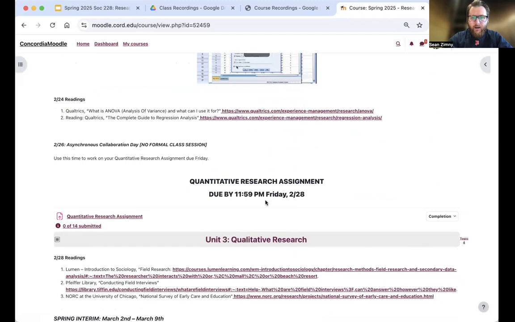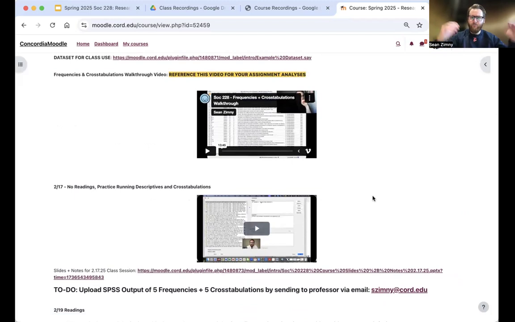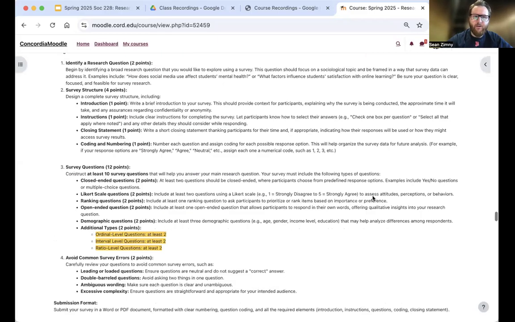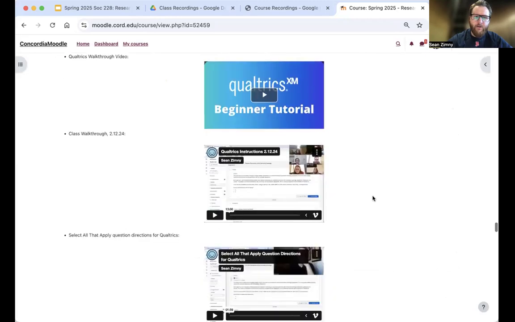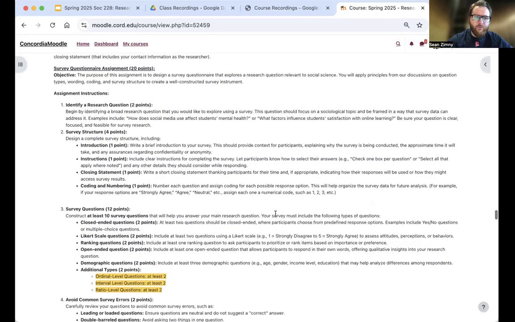You can see that you have a quantitative research assignment due on the 28th. You can submit right there, and I'll tell you exactly how to do that. We talked about last class period, that last video, I showed you how to export an output from Qualtrics. You'll use that method to submit. So let's go to the bottom of the Moodle page.